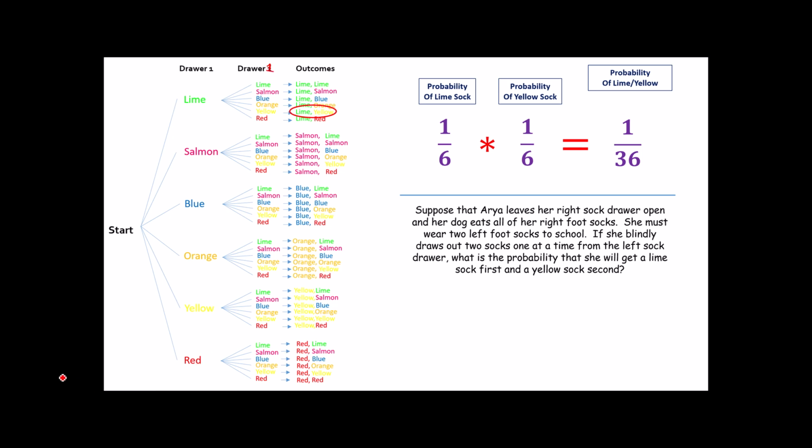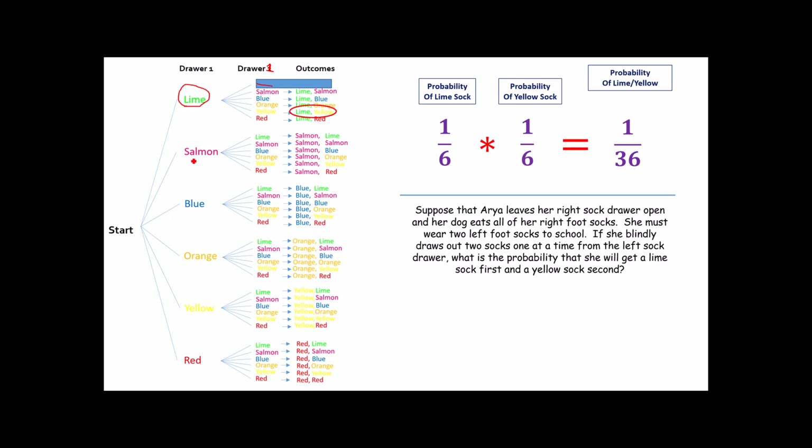Drawing twice from the exact same drawer. Now that's going to change a couple things for us. So when I go to look at my probability, I have to keep in mind that if I'm drawing from the same drawer, if I draw a lime sock first, there's no longer a lime sock in the drawer. There's only one of each, which means it is impossible for her to draw lime and lime.